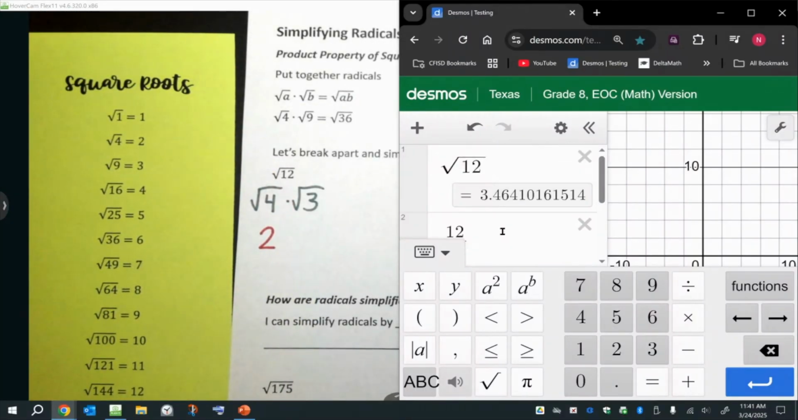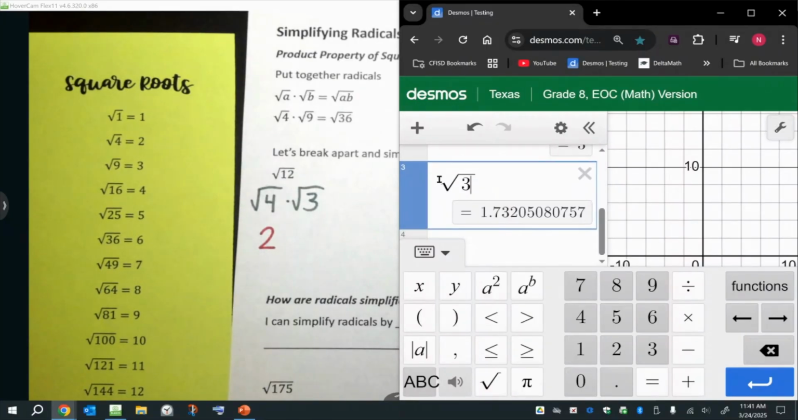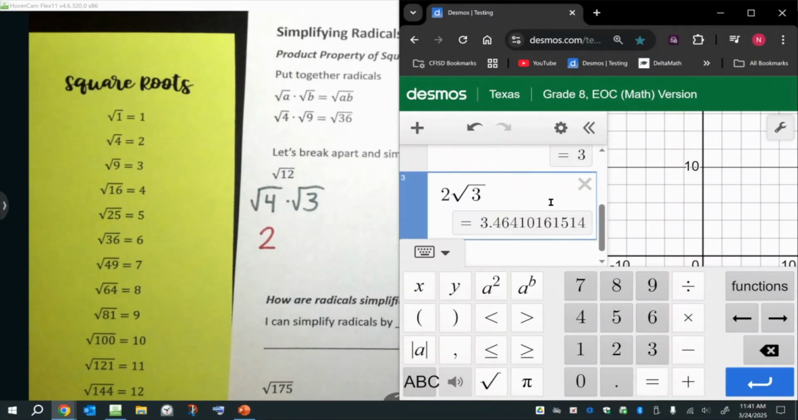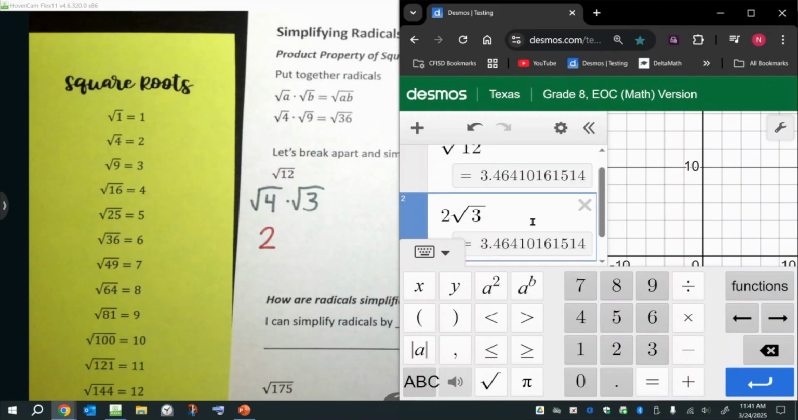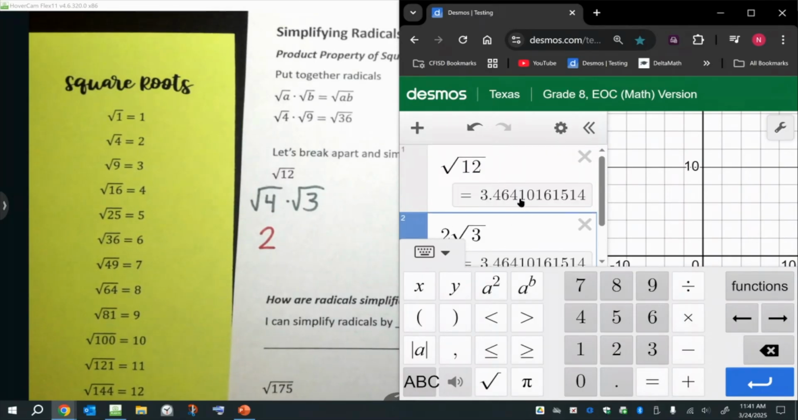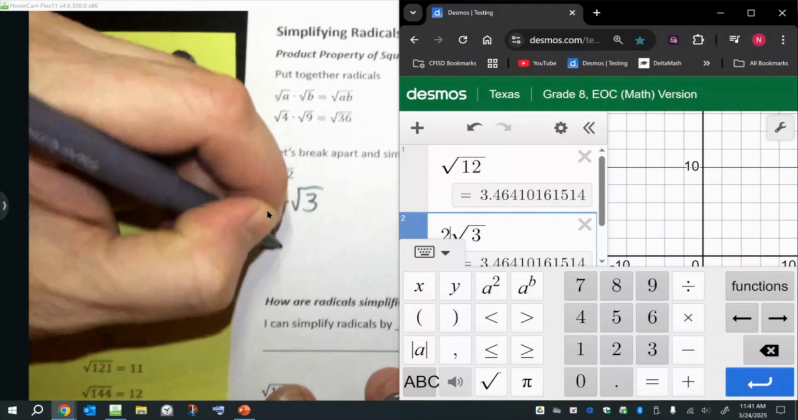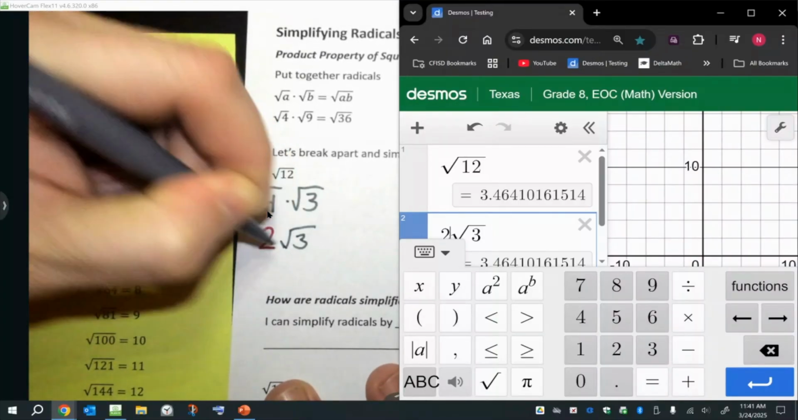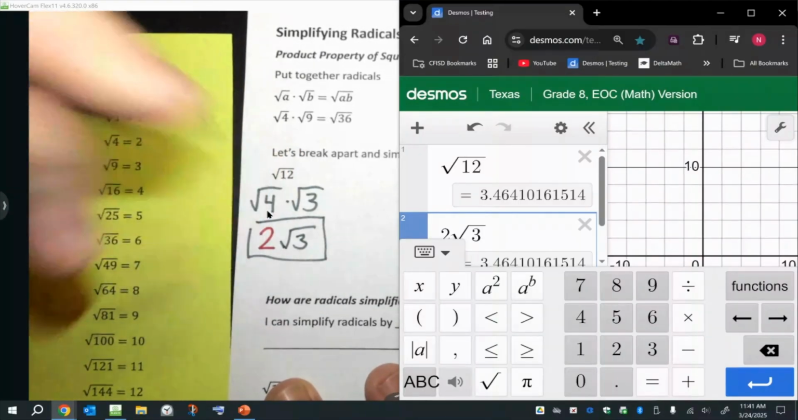So here's what we're going to say. Square root 12 and 2 root 3 are the same poopy number. Do you agree? Those are the same numbers there. So this is simplified as 2 square root 3. That would be my answer.